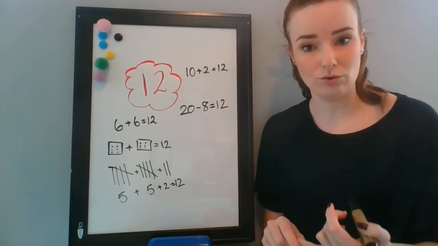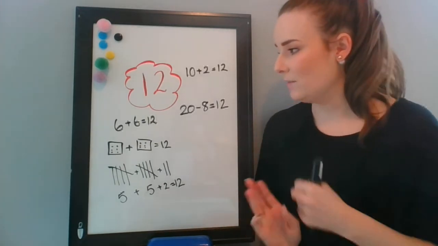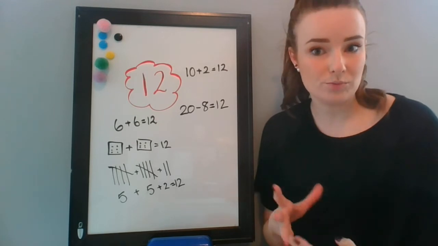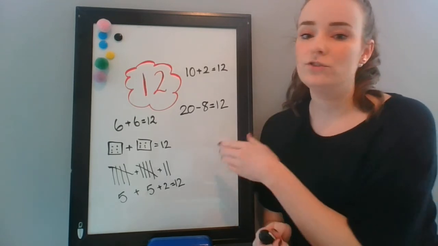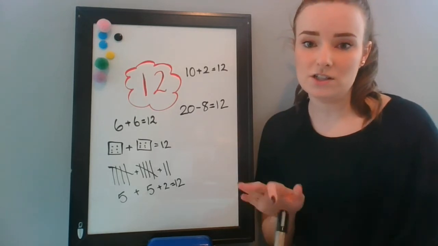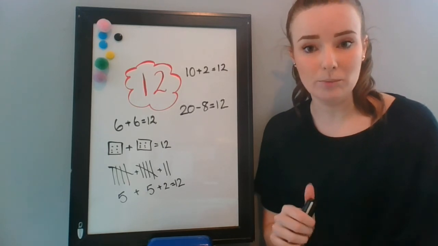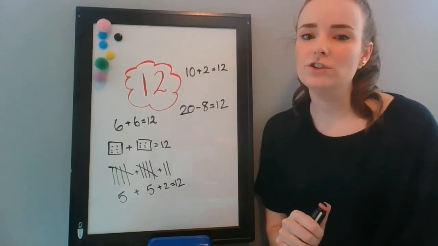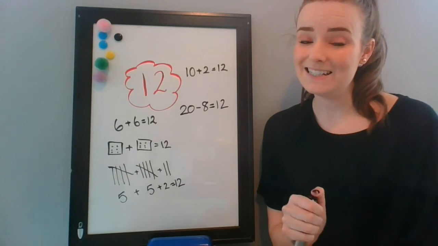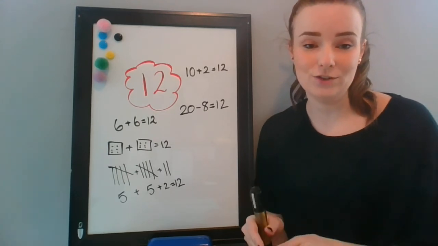Remember, you can draw, you can use tally marks, you can do groups. Would love to see a lot of your plus and minus, so your addition and subtraction, because that's our unit at the moment. But hopefully you can think of at least 20 different ways to create your number.